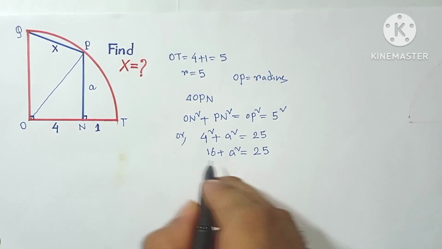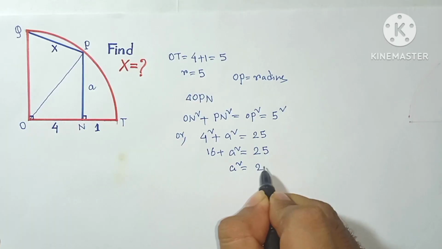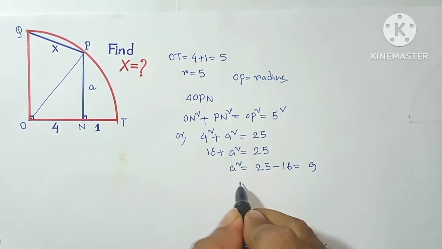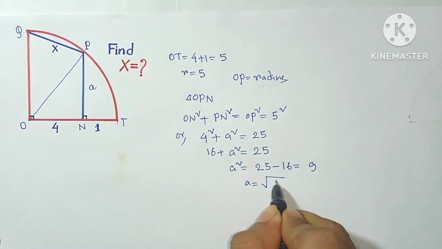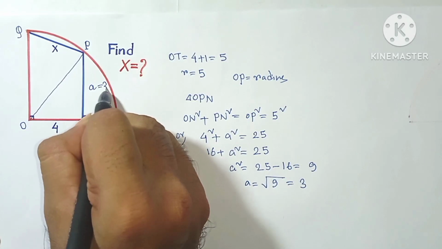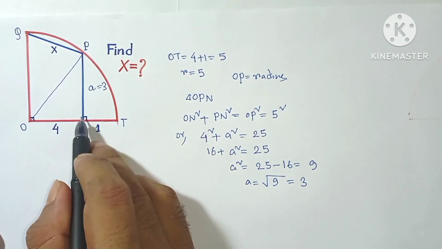And let's subtract 16 from both sides. We have now A squared is equal to 25 minus 16, which is equal to 9. So therefore A is equal to root of 9, which is equal to 3. So we have this length 3. Now this vertical length PN is 3.